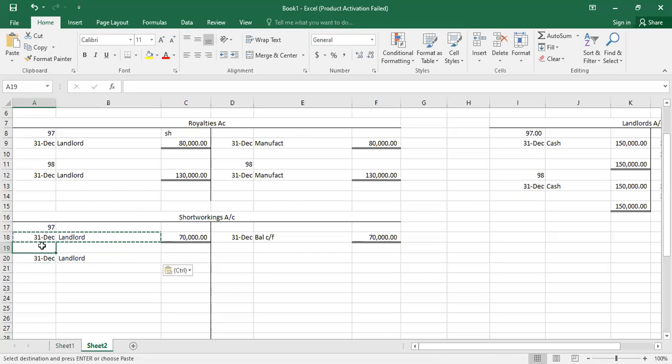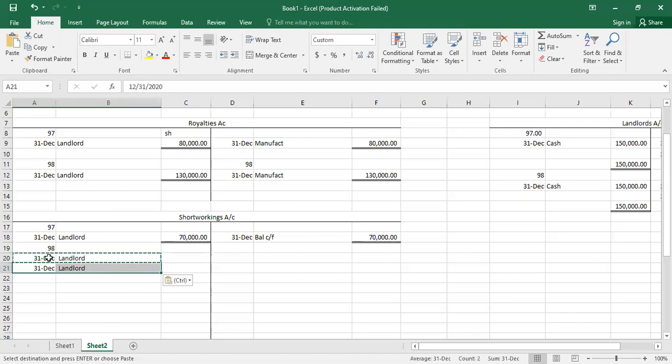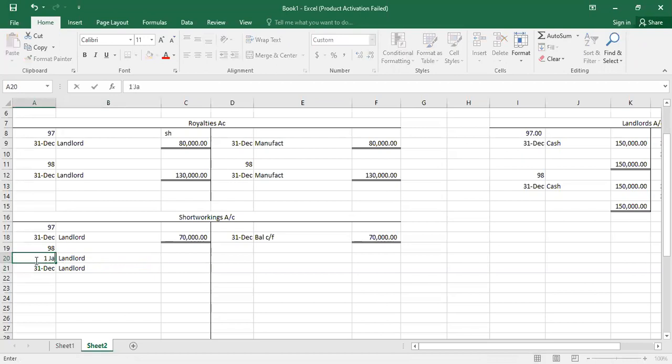So this is the year 98. What amount are we putting here? Sorry, we are supposed to bring forward first before we close the year. So on 1st January, we have a balance brought forward of 70,000.